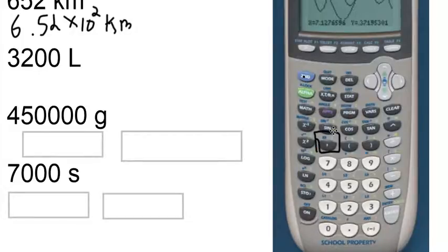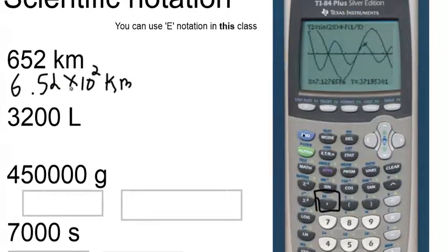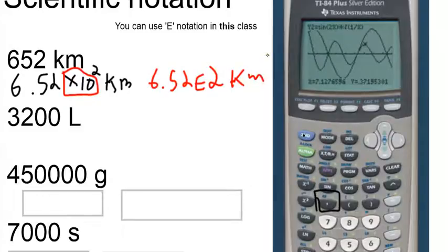And all that does is it replaces the times 10 part. So the way you could type this into your calculator, and it would be the exact same value, would be 6.52 E2. And if we're writing this out, we would always want to add our units, so this would be 6.52 E2 kilometers. These two values are exactly the same.